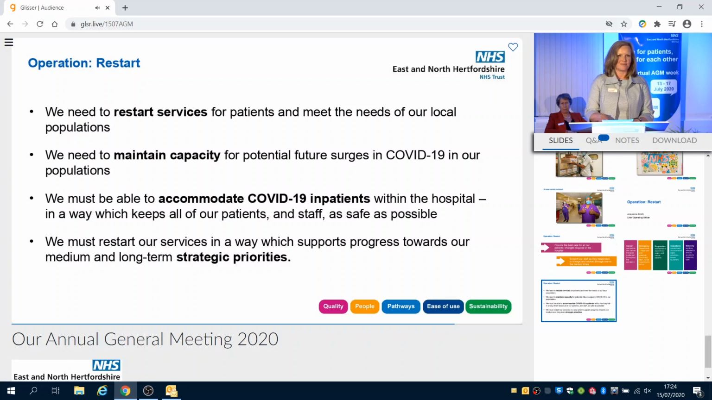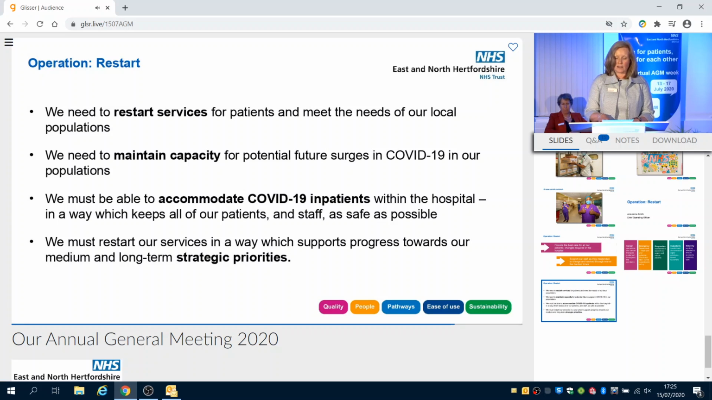Next slide, please. And it is absolutely right that we start to restart our services for our patients and our communities. We know that there are people out there who need us. At the same time, through the recovery process, we need to remain responsive and adaptable to any changes in COVID and emergency demand, recognising that we may need to change our plans if the emerging position changes.